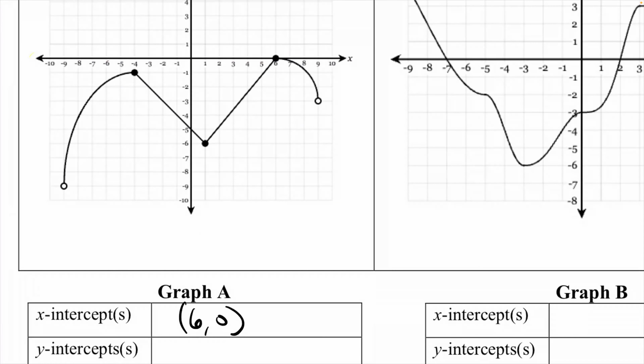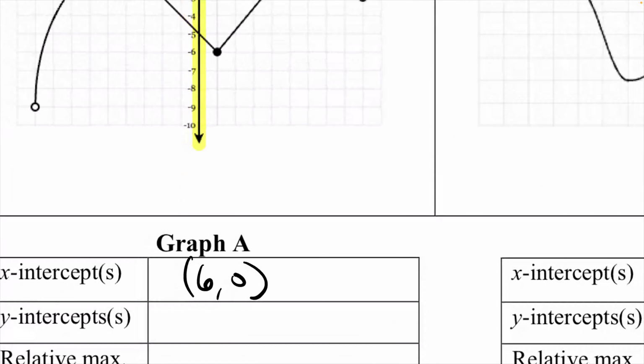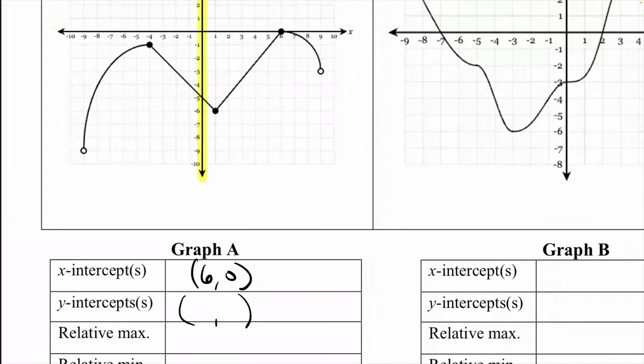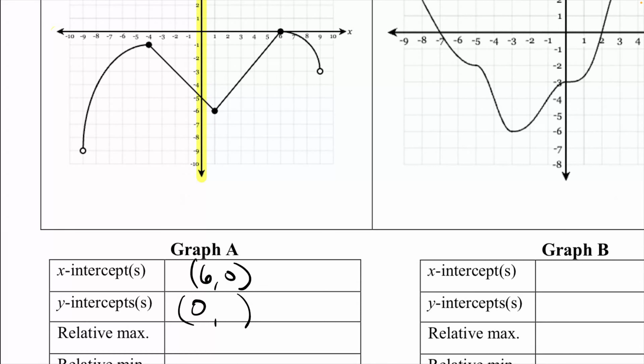Next one is where does it cross the y-axis? This one starts 0 first. So where does it cross the y-axis? -5. Good. Okay. So far, so good.